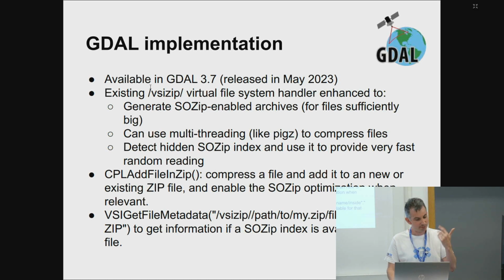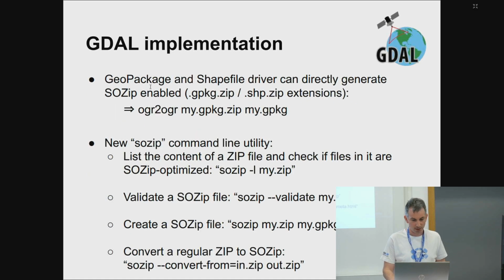And there are a couple of other methods, so you can easily compress a file as a SOZip, or ask if a file within an archive has a SOZip index. The GeoPackage and shapefile drivers have been improved to directly generate SOZip. So if you do OGR to OGR, my.geopackage.zip and my GeoPackage, it will convert your GeoPackage into a SOZip-enabled file.